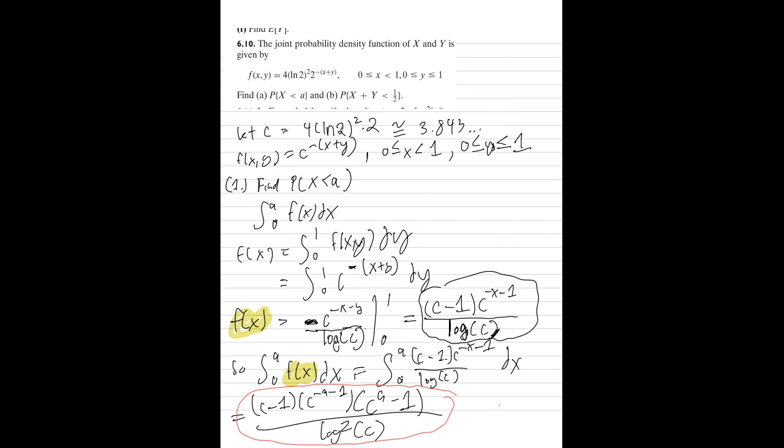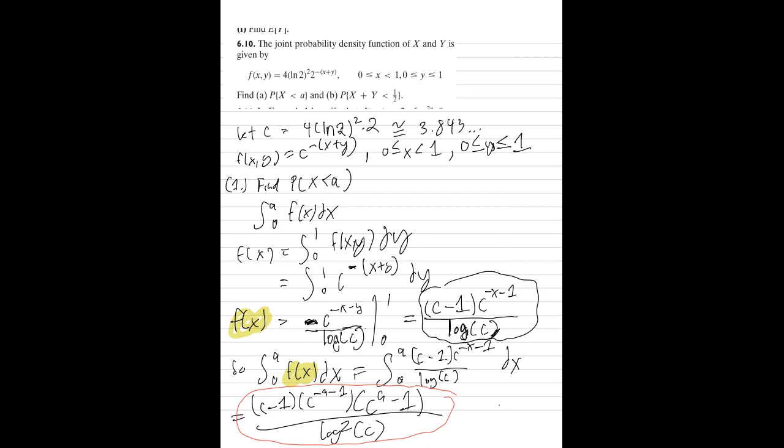So we have the joint probability density function of x and y, given by this constant 4 ln 2 squared times 2 to the minus x plus y. So I just substitute c for that constant part, 4 ln 2 squared times 2, which is about 3.843. Just substitute c, so I don't have to keep writing that.